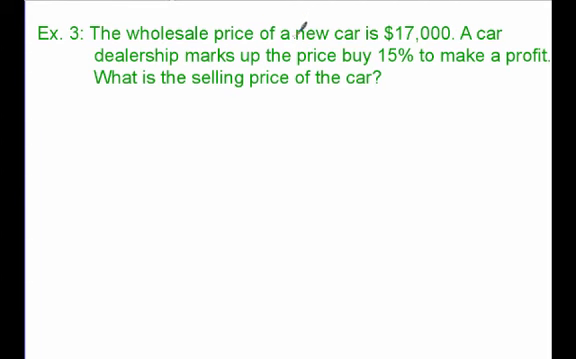Example 3 says the wholesale price of a new car is $17,000. A car dealership marks up the price by 15% to make a profit. What is the selling price of the car? So what we're going to do here is figure out what 15% of 17,000 is, and then add that to 17,000.